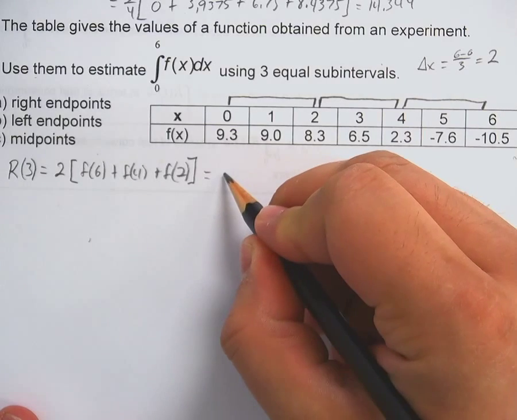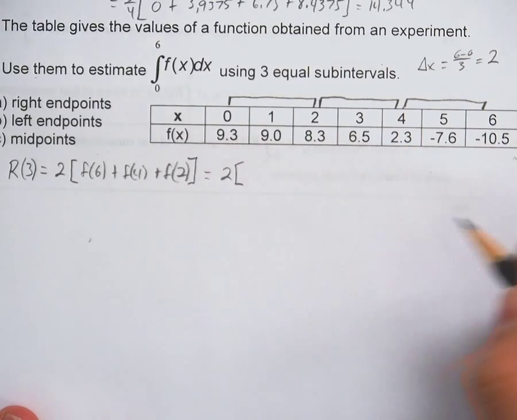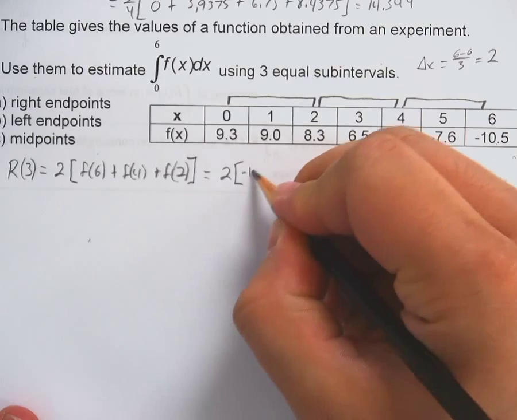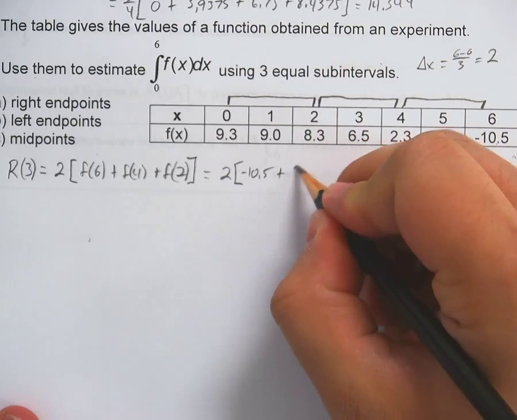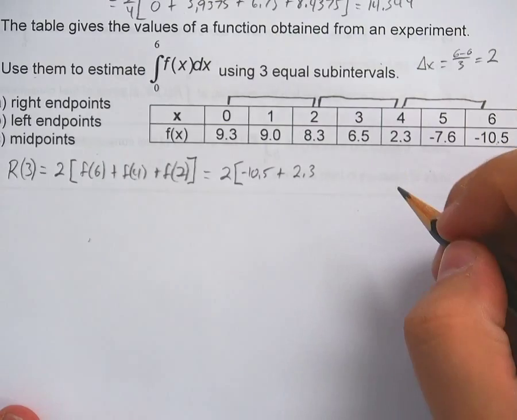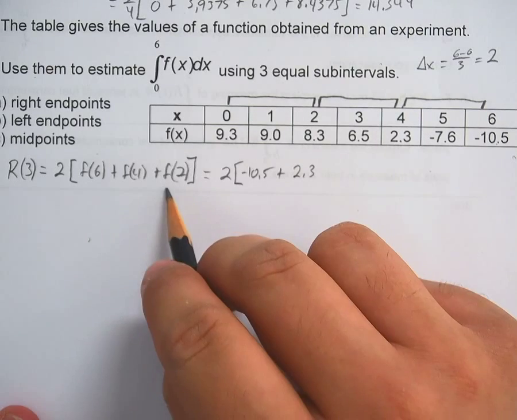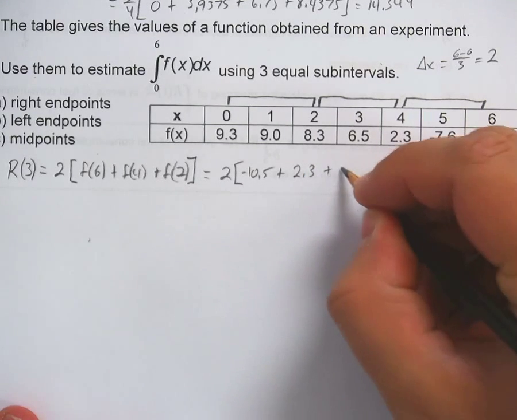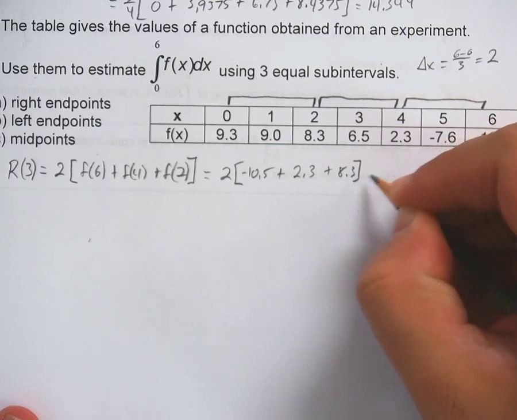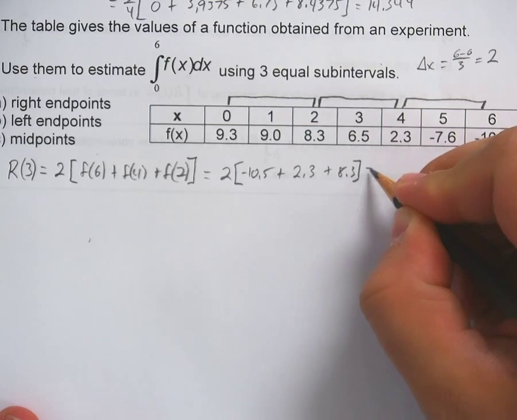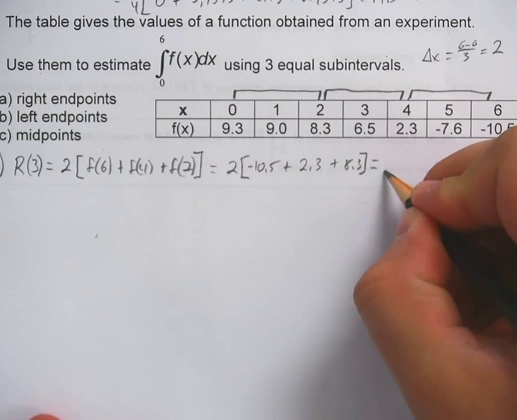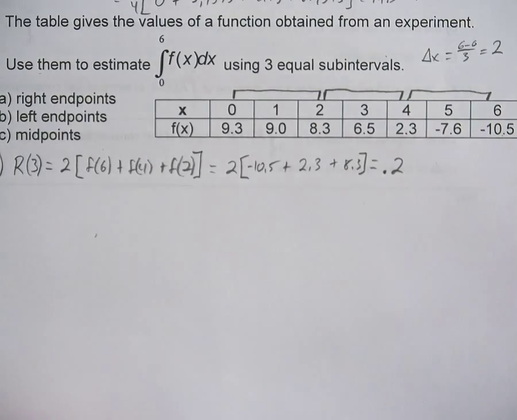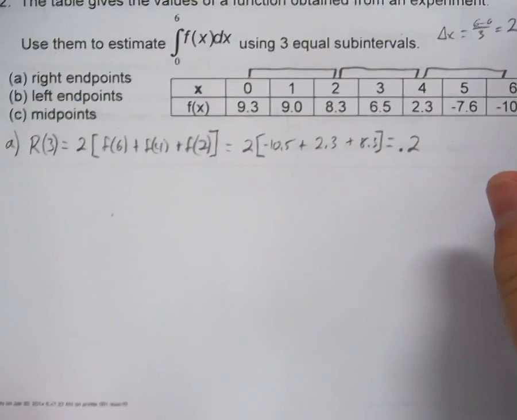And that is 2 times f of 6 is negative 10.5. F of 4 is 2.3. And f of 2 is 8.3. And through the magic of calculus, that's going to be 0.2. I did all these calculations beforehand just so we could speed up the video a little bit.